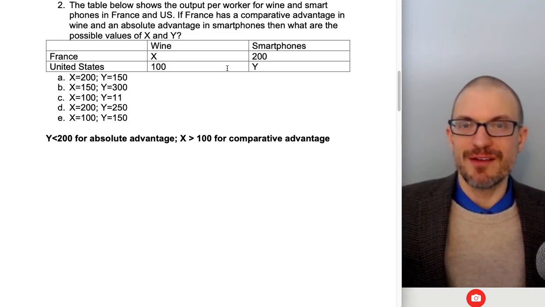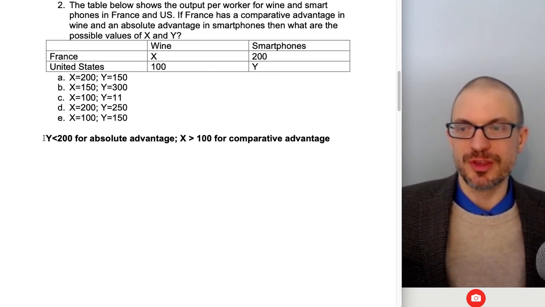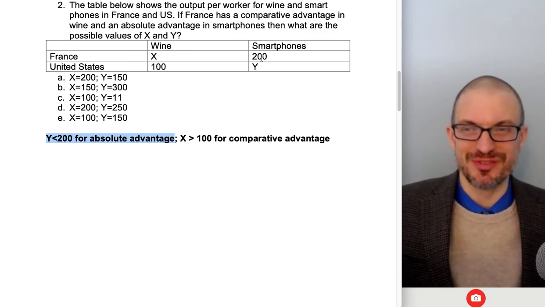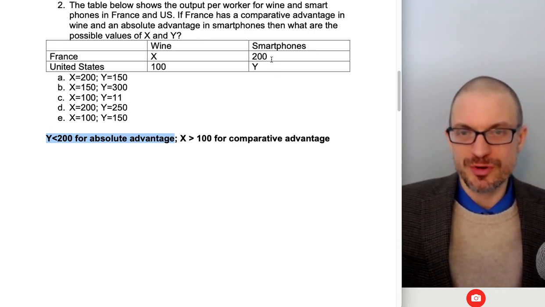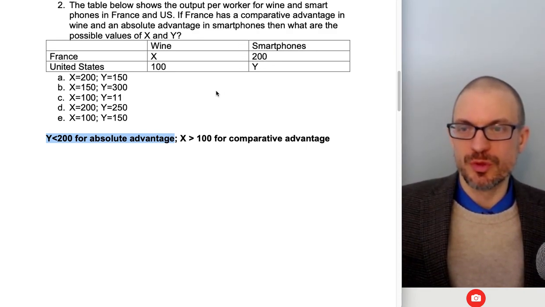All right, so to have an absolute advantage in smartphones, that's telling us that France has to be producing more smartphones than the US, so Y has to be something smaller than 200. Otherwise, the US has the absolute advantage in smartphones, right? So by definition of absolute advantage, being the one who can produce the most or the most efficient producer, Y has to be smaller than 200. So we know we're looking for one of these with Y smaller than 200. We can already cross off B, and we can cross off D.